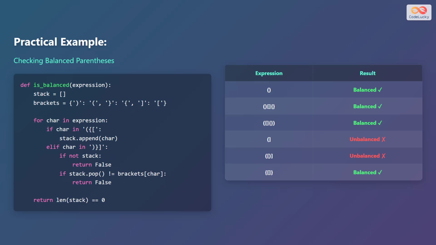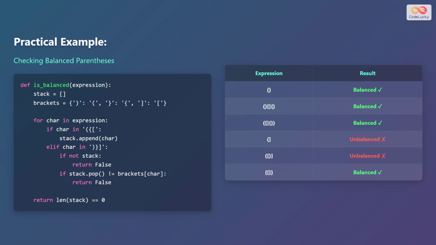Let's look at a practical example of using a stack, checking for balanced parentheses in an expression. We define a function called balance that takes an expression as input. We initialize an empty stack and a dictionary called brackets that maps closing brackets to their corresponding opening brackets. We iterate through each character in the expression. If the character is an opening bracket, we push it onto the stack. If the character is a closing bracket, we first check if the stack is empty. If it is, the expression is unbalanced and we return false.